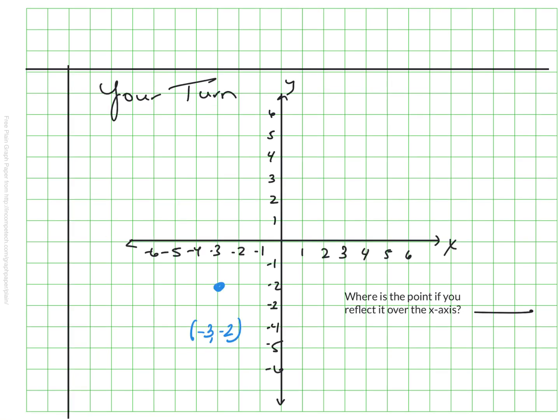For your turn, I'll just have you plot one point. I have the point negative 3, negative 2, and I'd like you to mark and record where the point would go if you reflect it over the x-axis. Knowing, of course, that our essential question was how do we reflect over the x and y axis? We'll practice with this in class. Be sure you bring any questions you might have as well.